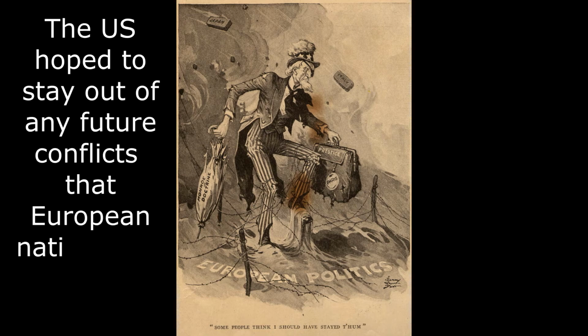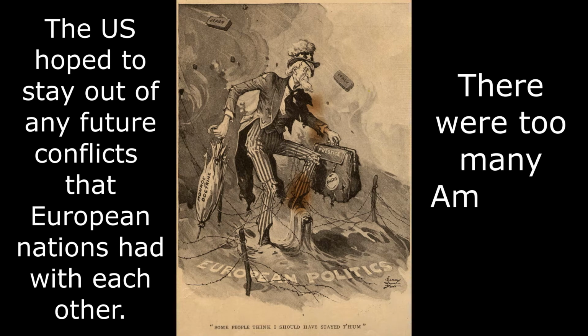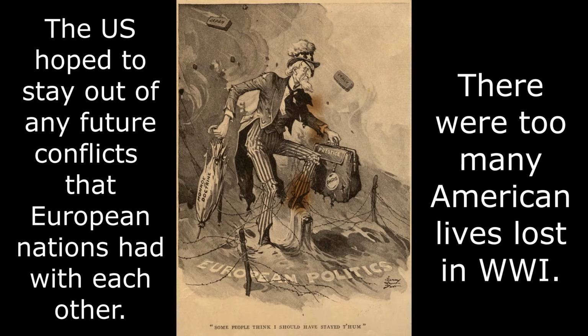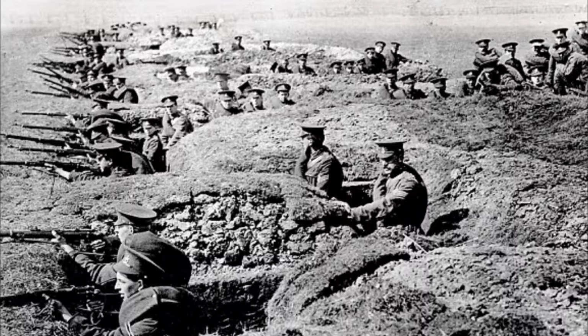The government of the U.S. was fine with loaning money to various European nations as well as signing treaties, but they really hoped to stay out of any future conflicts that European nations had with each other. The U.S. had lost too many lives in World War I, and one of the only positive aspects of its involvement was the huge war debt that other European nations now owed the U.S. World War I had destroyed thousands of miles of European land, and now they needed money to rebuild their nations.